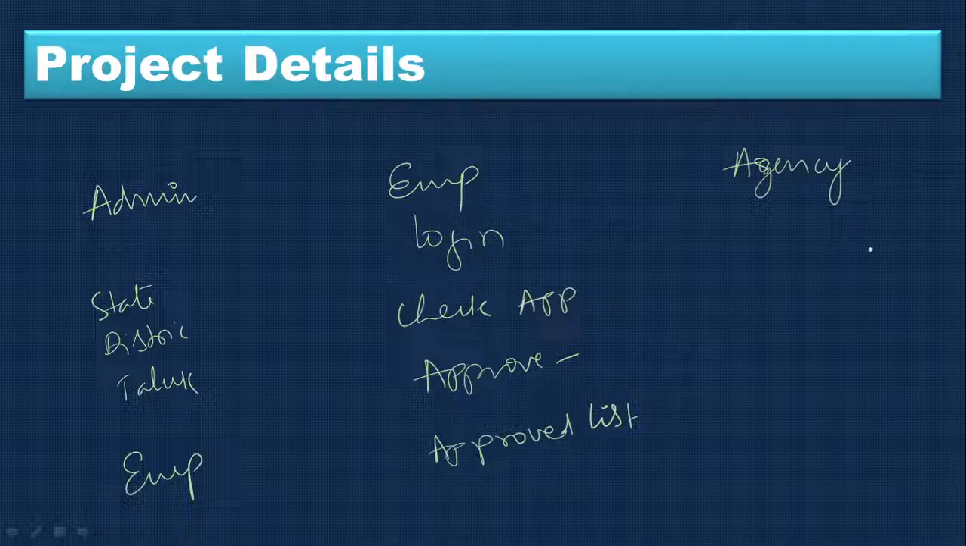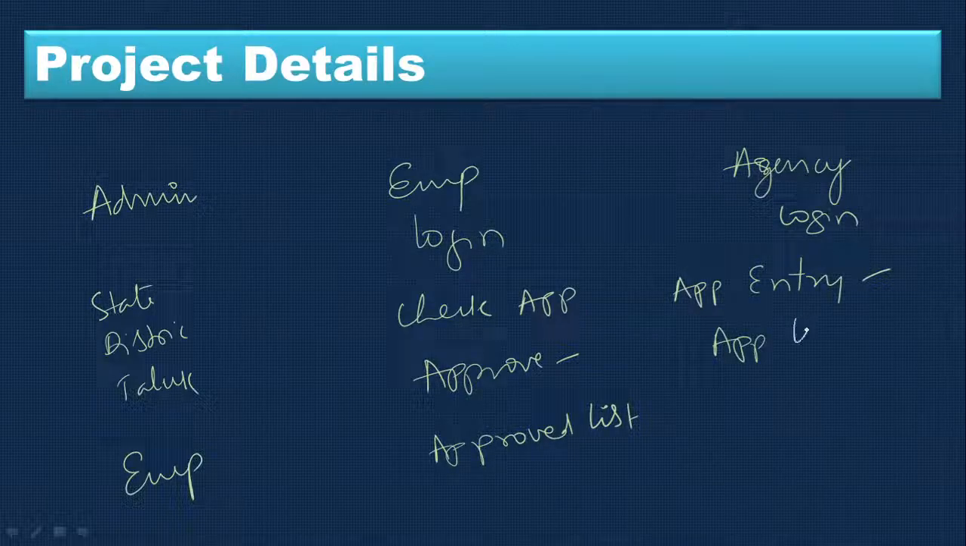Then the approved list, whatever is approved, has to come here. Now the agency is any government agency via which you can apply for the passport. In the agency module they can sign up and log in. Here is the passport entry details, what we call the application entry. Then the application list shows what applications were entered.